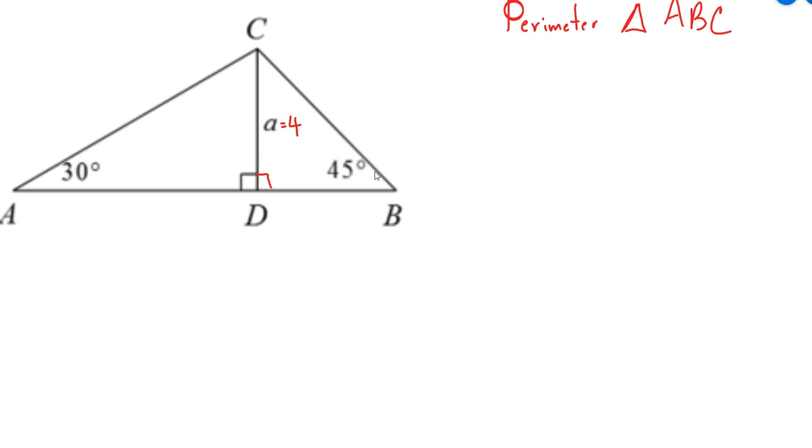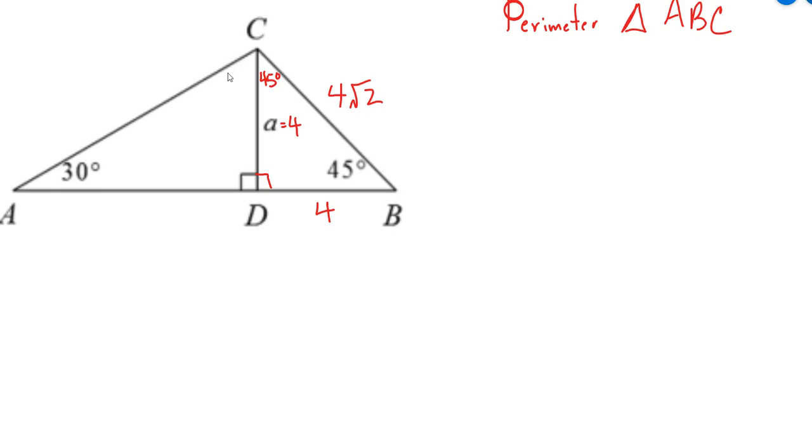So I want to start out here on this 45, 45, 90 right triangle, recognizing that A equals 4 is one leg. That means that this other leg of that triangle is also going to be 4. And then the hypotenuse is going to be the length of the leg times the square root of 2. So CB is going to be 4 root 2. So I already know 2 out of the 4 pieces of information that I need.